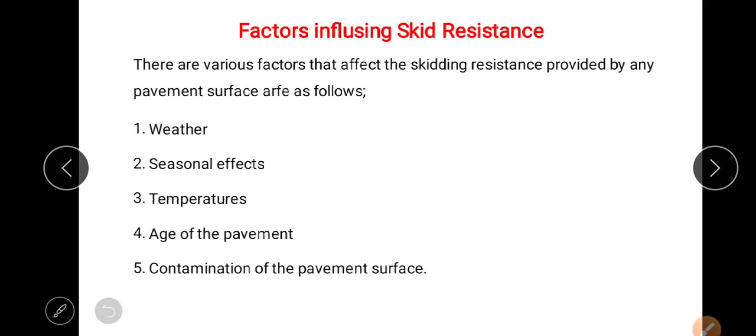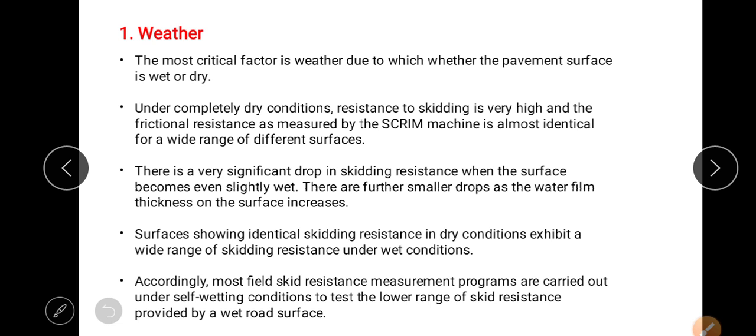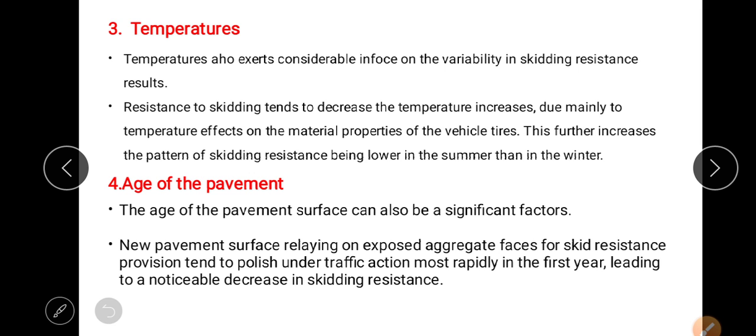Factors influencing skid resistance, naturally weather, seasonal effects, temperatures, age of the pavement, contamination of the pavement surface. These are all self-explanatory, I do not wish to read the printed sentences. I already explained at the beginning itself how they impact or how they affect the pavement, whether flexible or rigid pavement.